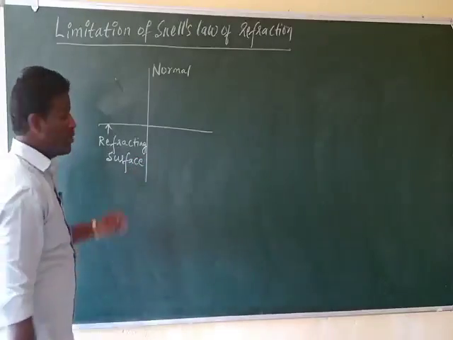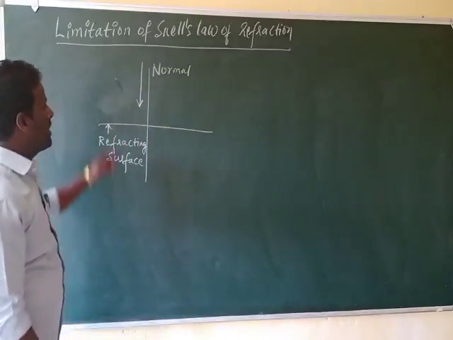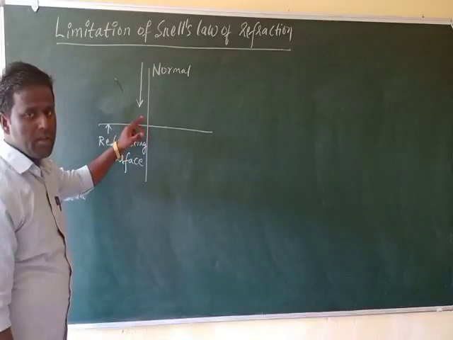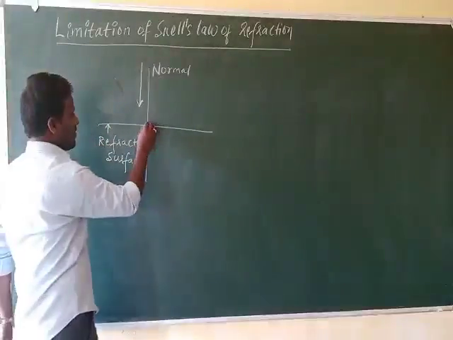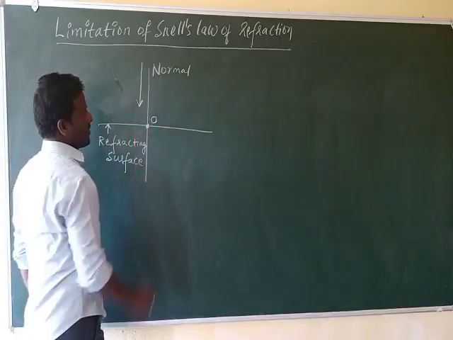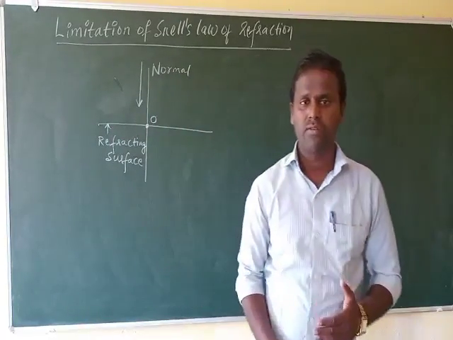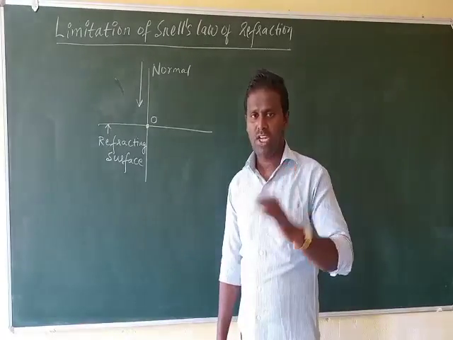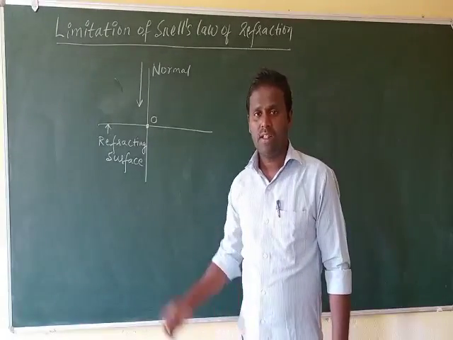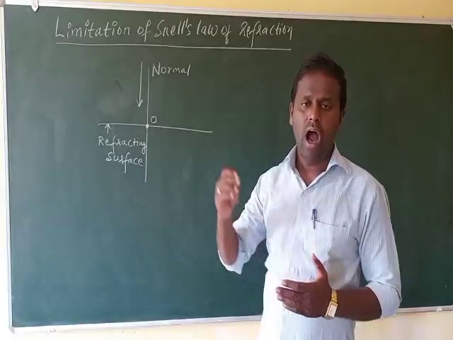If the light travels in this direction, at what angle does the light come in? This is the point of incidence. If the light is traveling along the normal ray, then there is no refraction. So if I equals 0, R equals 0.